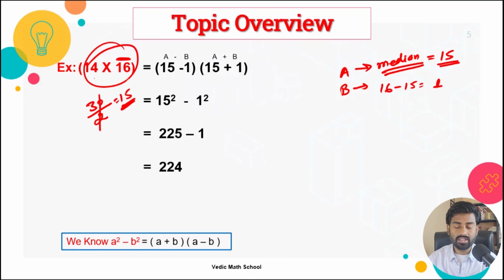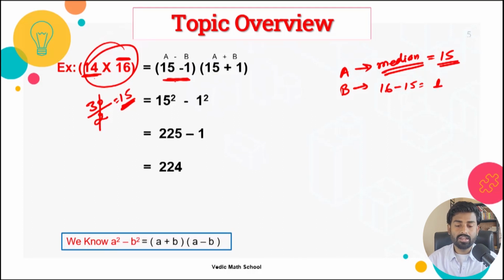And how are we going to do that? Look at this. This 14 we can write down as 15 minus 1, because 15 is a and b is 1, right? So 15 minus 1 is also equal to 14. Similarly, 16 we can write down as 15 plus 1.